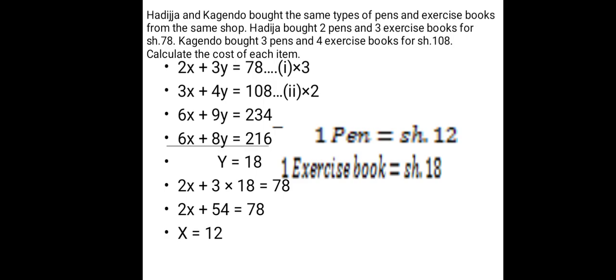We can form two equations there, assuming that the price of pens is x, the price of books is y. So for Hadija, it is 2x plus 3y is equal to 78. And Kagendo is 3x plus 4y is equal to 108. We solve by elimination. If we eliminate x, we get the value of y to be 18, and then substituting the value of y in any of those equations, we get the value of x is 12. So one pen costs 12 shillings, one exercise book costs 18 shillings.